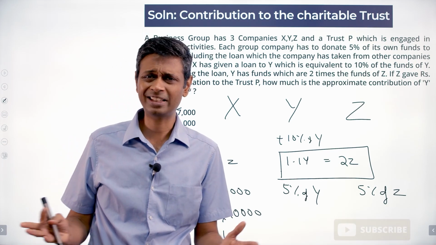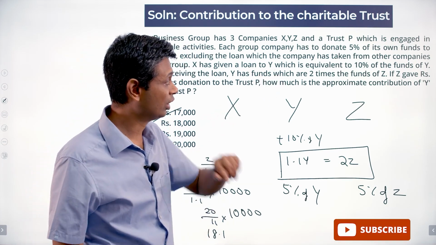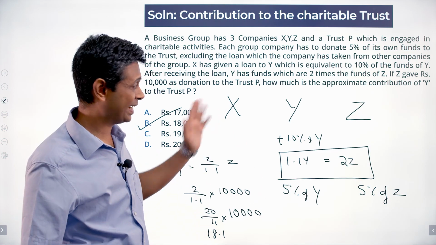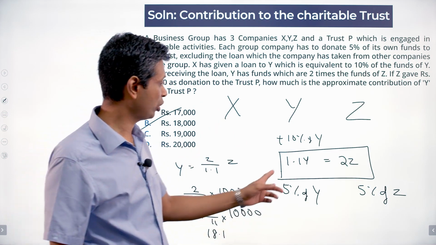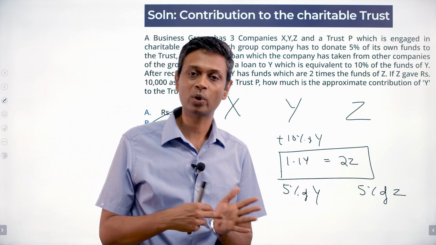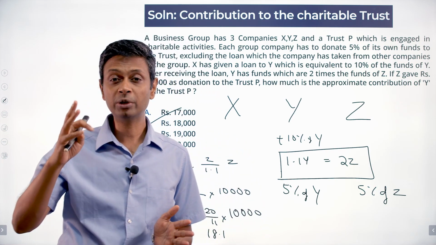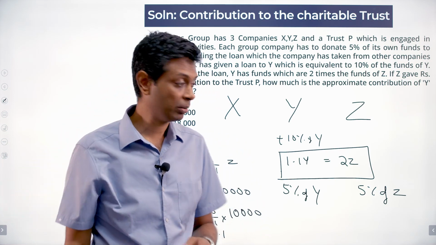Just a ratio question, nothing more than that. We don't have to worry about that 5%. We don't have to worry about how much X has. We know that 1.1 Y is 2Z. After that, we can get Y. Only thing we need to remember is the company will give 5% of Y, not 5% of 1.1 Y.